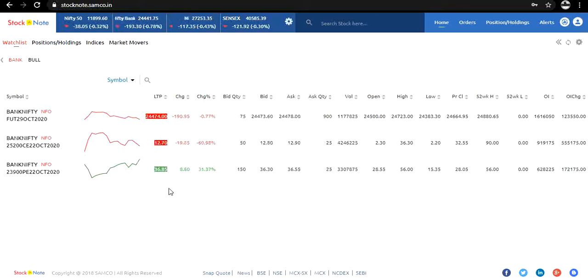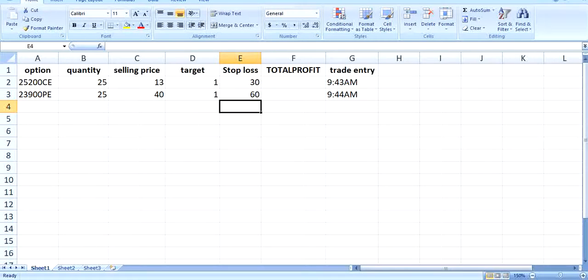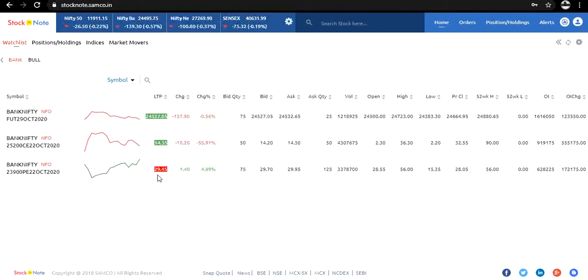What do you say traders? Okay, our 25,200 call has been triggered. As you can see, it is now trading at 14.65, and the 23,900 put has now come to 28. Now say traders, what can we do? We have placed our order at a selling price of 40, but if it stays like this, we will take a loss of 10 points. So what can we do?